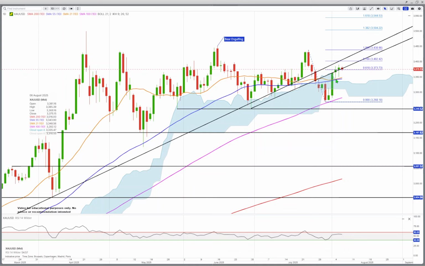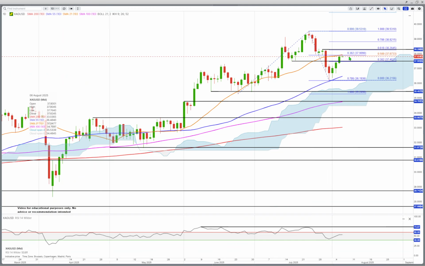55 moving average rising, 21 moving average rising, 100 moving average rising. So the underlying sentiment and trend is actually bullish. It's just a big sideways range we are trading here. I think eventually we will crawl higher, and if we take out 3,400, 3,402.5, then I think we will see higher levels above, 3,439.